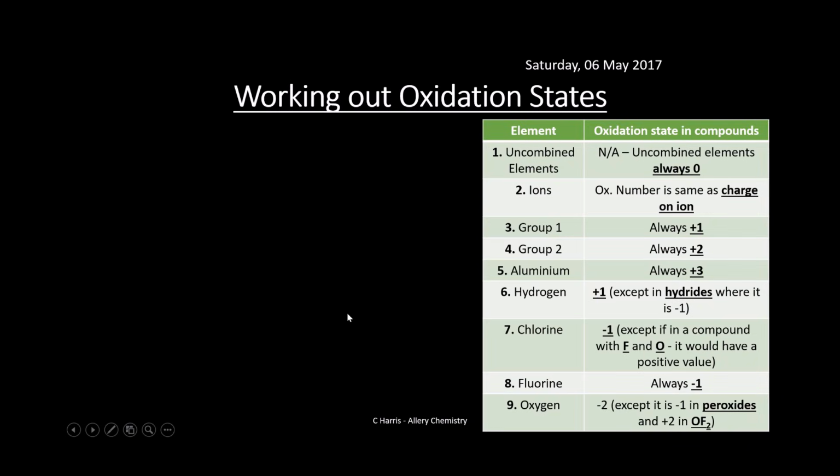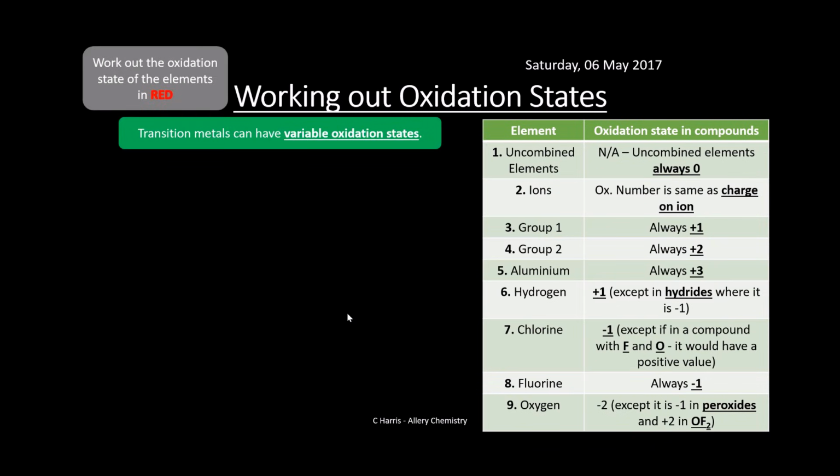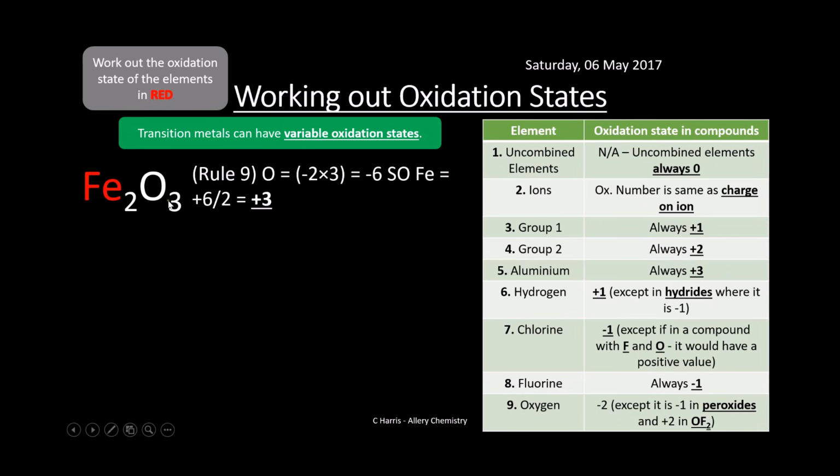Okay, right, let's work out some more oxidation numbers. Again, we're going to work out the ones in red, but you've got to watch out for transition metals because these are variable oxidation states. So let's have a look at this one, Fe2O3. This is following rule 9, which is basically the value of oxygen. It's -2. We've got 3 lots of them there, so that's 3 lots of -2, which is going to give us -6. That means that both ions are going to be +6. We're going to divide that by 2 because we need to know what one ion is, and that's +3. So this is iron oxide. But look at this one.